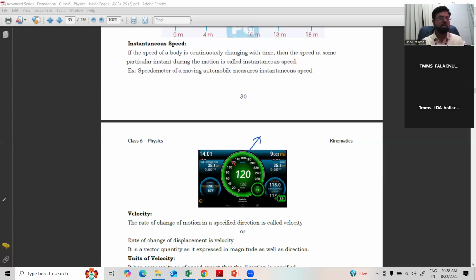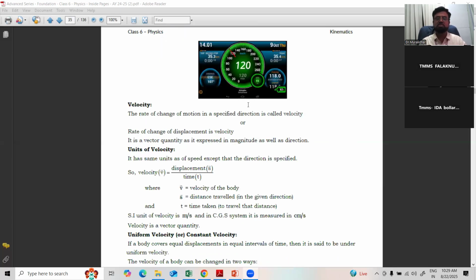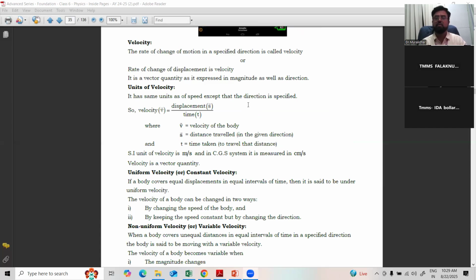So there are 4 types of speeds. Speed is nothing but distance by time, the rate of distance traveled, which is measured in meters per second, centimeters per second, or kilometers per hour. The speed can be either average speed, uniform speed, non-uniform speed, or instantaneous speed.